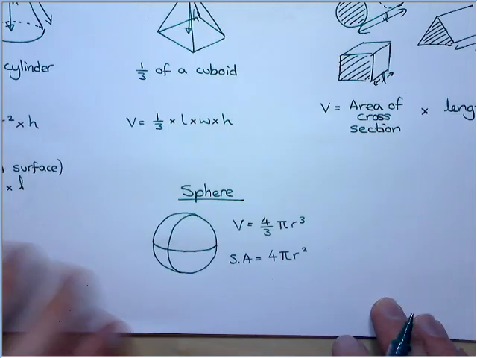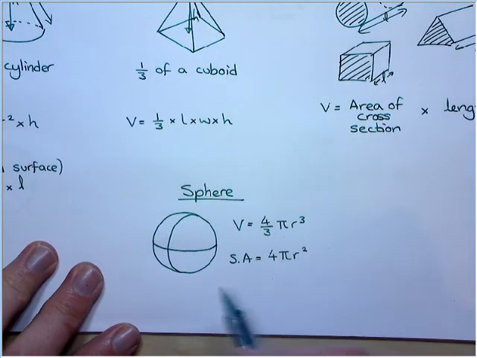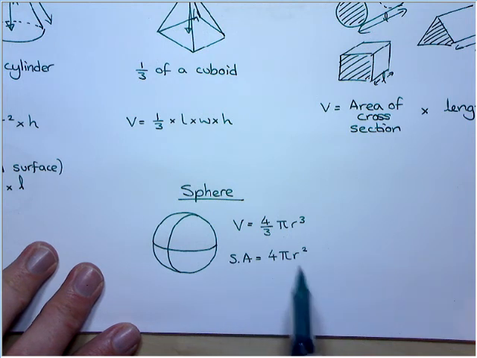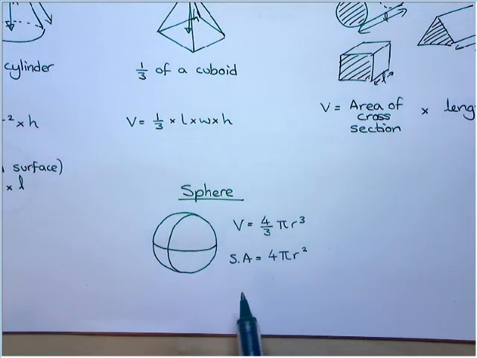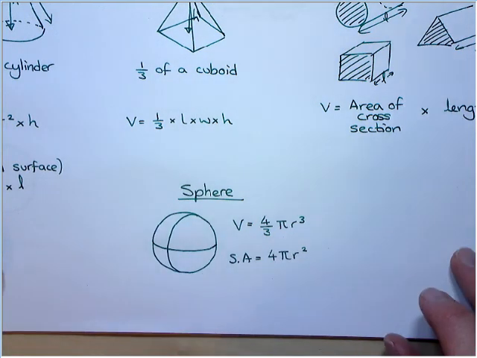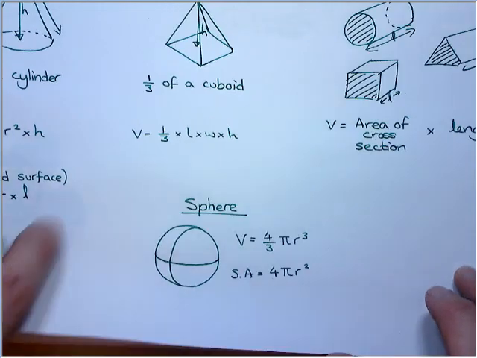And a sphere, this is a stranger formula, it's 4/3 pi r cubed, and the surface area is 4 pi r squared. Again, you are given all of these formulas, apart from the, oh no, you're even given the pyramid one, so that's fine. Okay, so let's look at some questions.